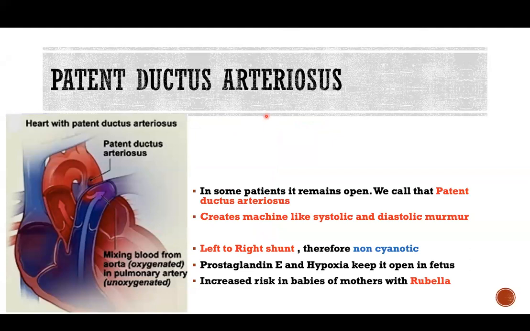However, in the case of patent ductus arteriosus, the shunt is from the left to the right, so there is no cyanosis. Okay, and there is an increased risk of patent ductus arteriosus in babies of mothers who have rubella. Okay, so this is also a high yield question. It gets asked a lot. Mothers with rubella, their kids have a higher chance of getting patent ductus arteriosus. Okay.